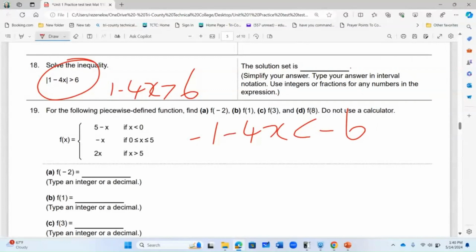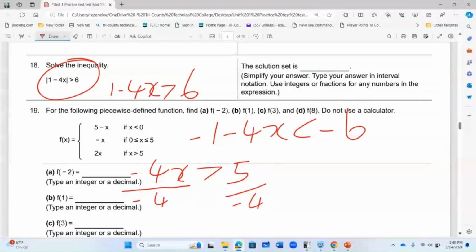So minus 1 on both sides, I have negative 4x is greater than 5, if I subtract 1 on both sides. Divide both sides by the coefficient of x, divide by negative 4. What happens when I divide by a negative in an inequality? The sign of the inequality switches. Don't forget all those things you learned in middle school.